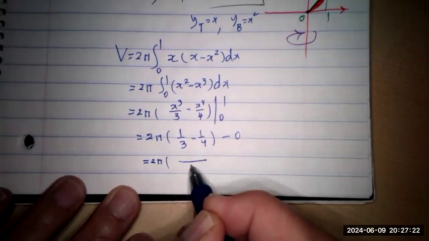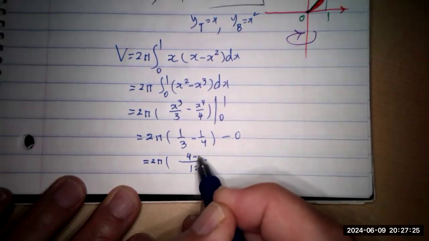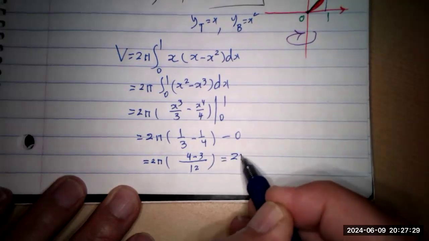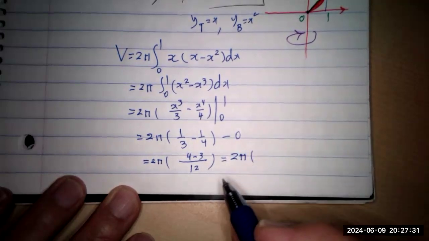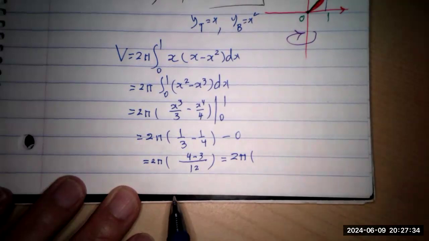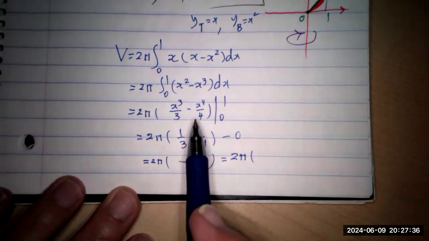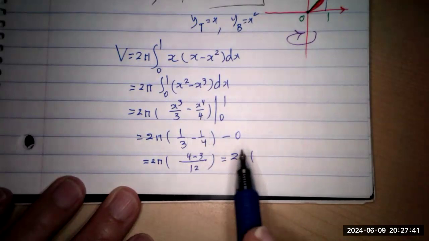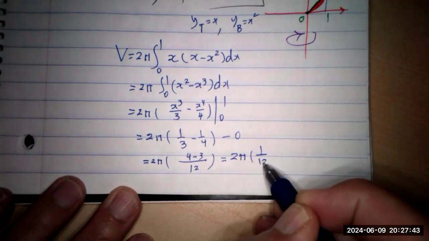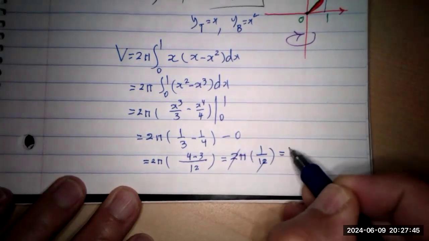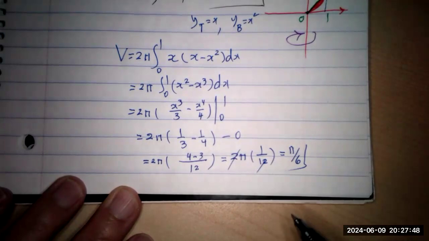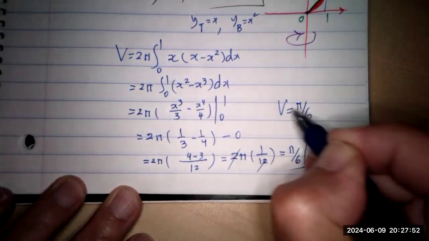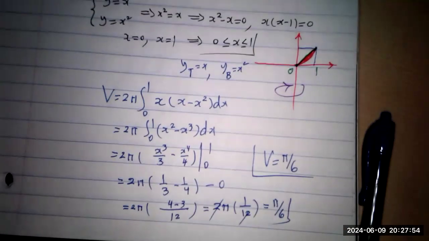So that gives you 2 pi. The common denominator would be 12, so that gives you 4 minus 3, so that gives you 2 pi times 1/12. Now we can simplify 2 and 12, so that gives us pi over 6. Sorry, it's pi over 6. So the volume would be pi over 6.